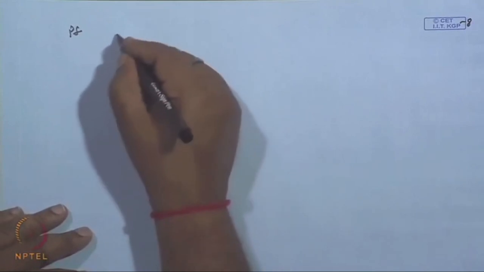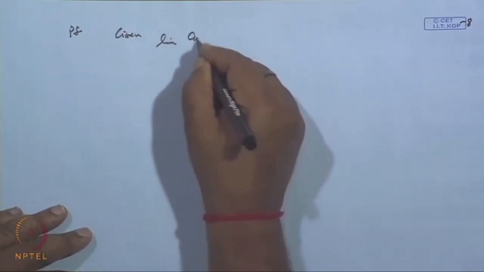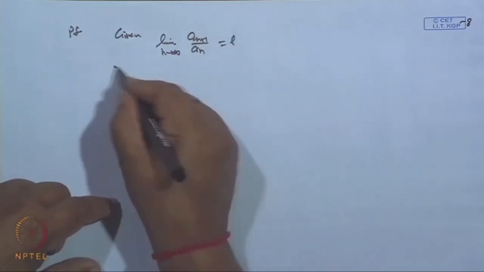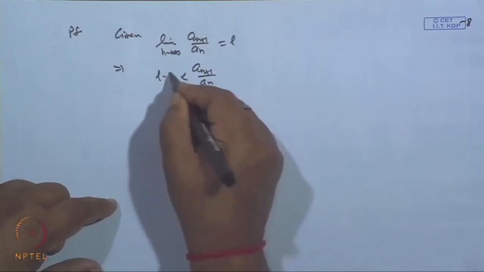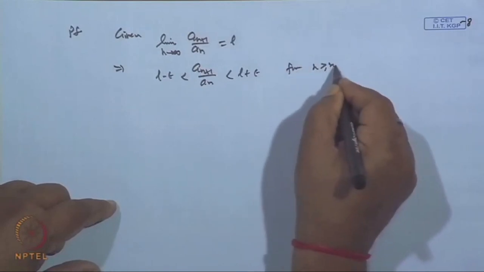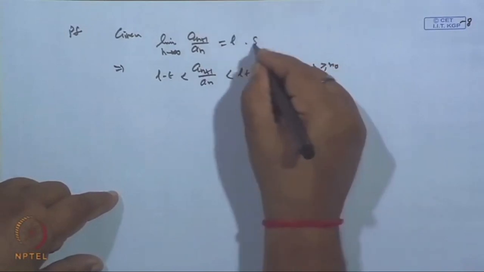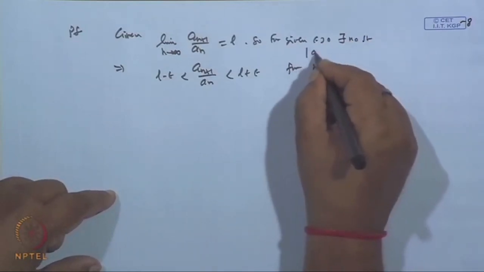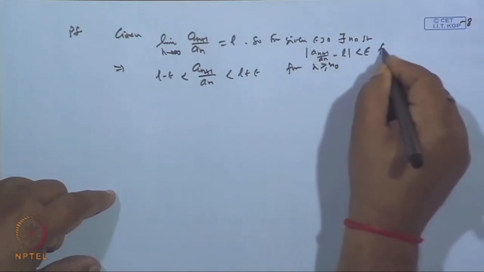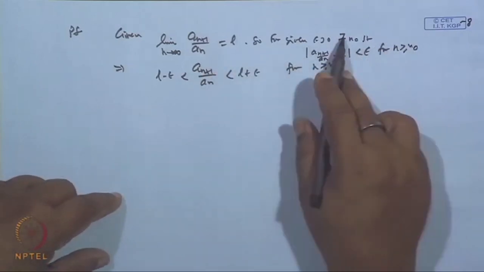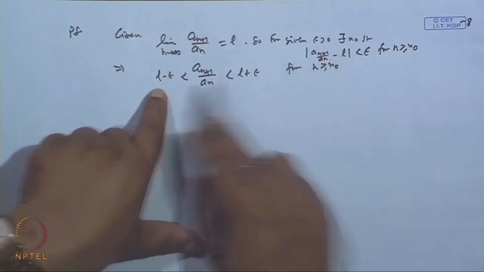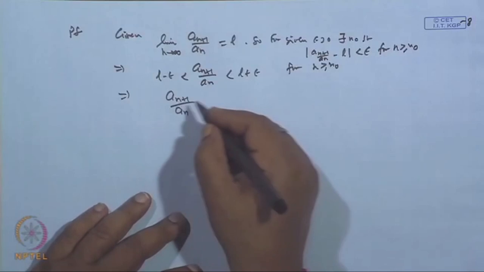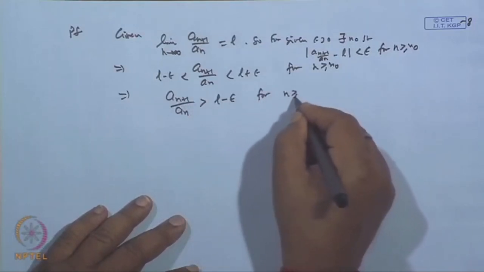What is given is the limit of a n plus 1 by a n as n tends to infinity is L. So by definition, a n plus 1 by a n will lie between L minus epsilon and L plus epsilon for n greater than or equal to n naught. When the limit is L, for a given epsilon greater than 0, there exists n naught such that the mod of a n plus 1 by a n minus L is less than epsilon for n greater than n naught. So there exists some n naught depending on epsilon. It means the term lies between L minus epsilon and L plus epsilon. So this shows that a n plus 1 by a n is greater than L minus epsilon for n greater than or equal to n naught.